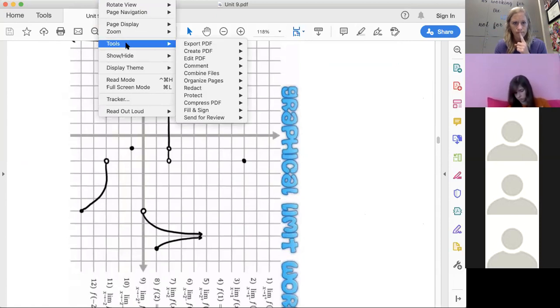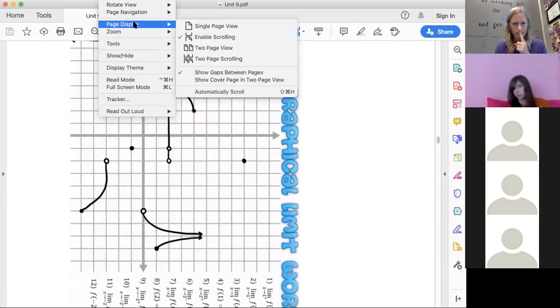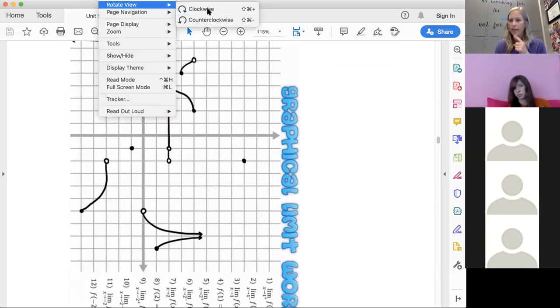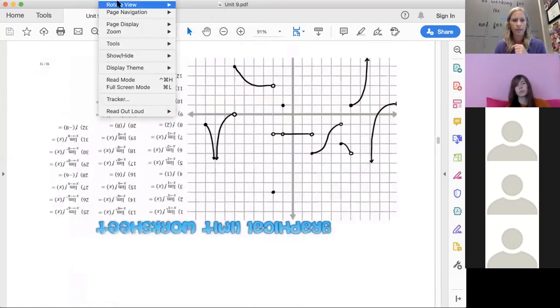Are these notes in our binder, or do we need to print them off? Nope, they're in your binder. Whoops, I rotated the wrong way.